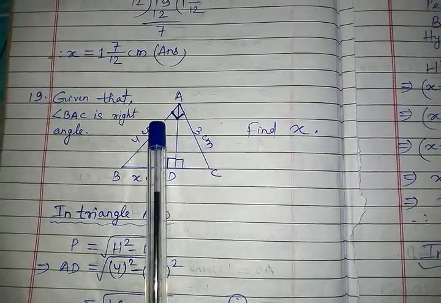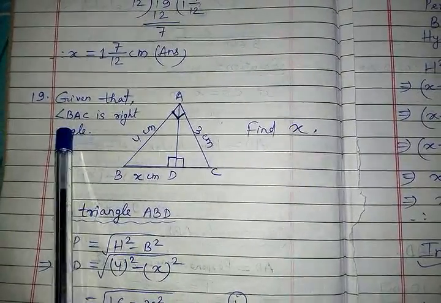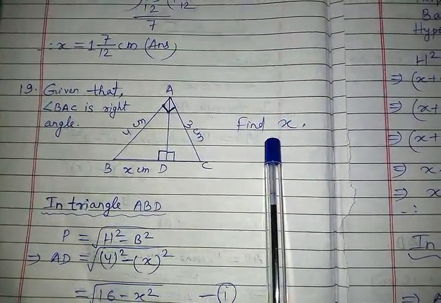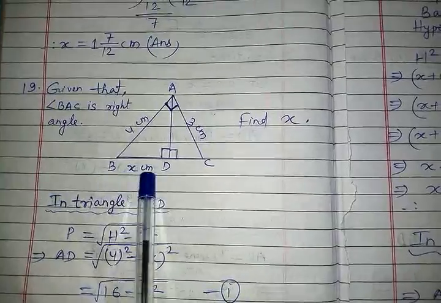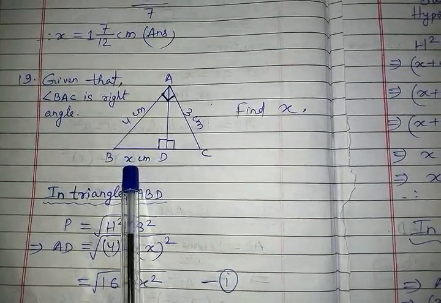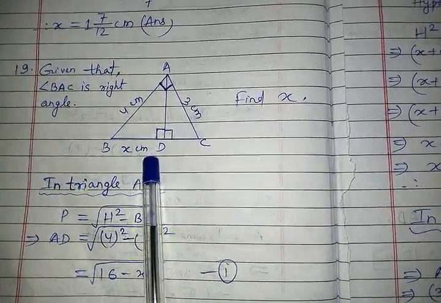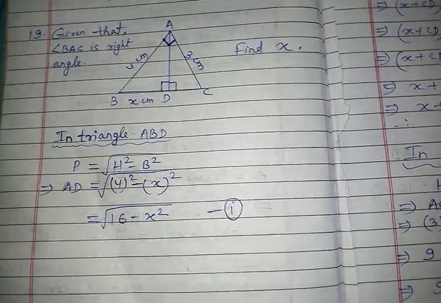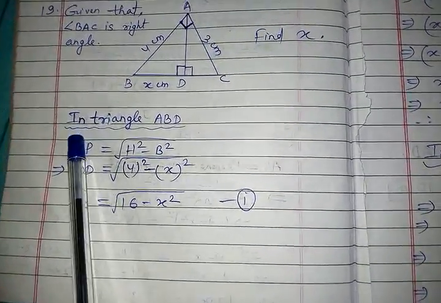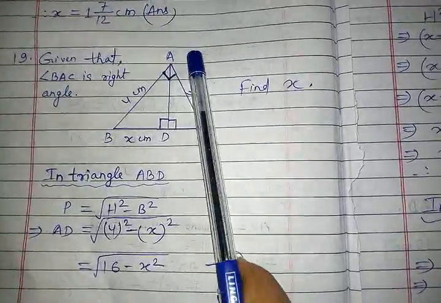Now given is this is also 90 degree, that means angle BAC is a right angle, that is 90 degree. You have to find x. X means BD you have to find. BD value is here, BD has been named as x. So here we will take 3 triangles. So first I am beginning with triangle ABD.